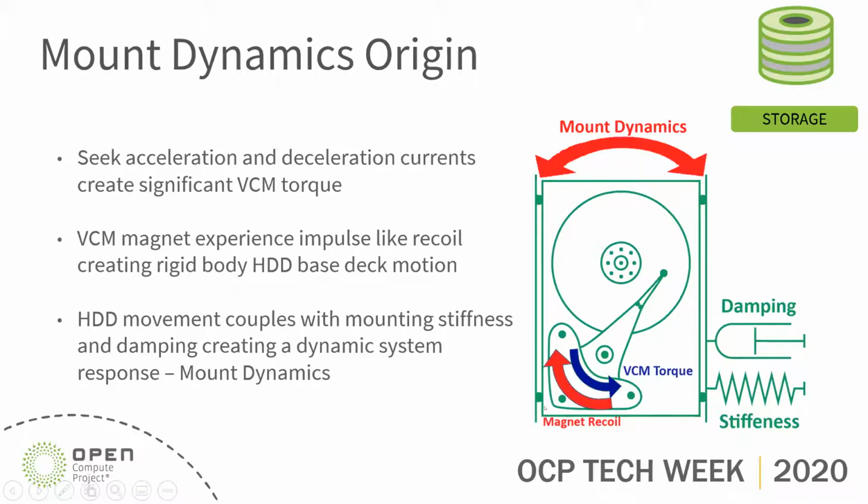When seeks are commanded, the VCM takes torque, and according to Newton's third law, there is a recoil which comes to the magnet. This recoil creates motion of the drive base deck, and that motion is coupled to the system itself, which results in a dynamical response of the overall system. As a result, this response contributes to the PES disturbance.